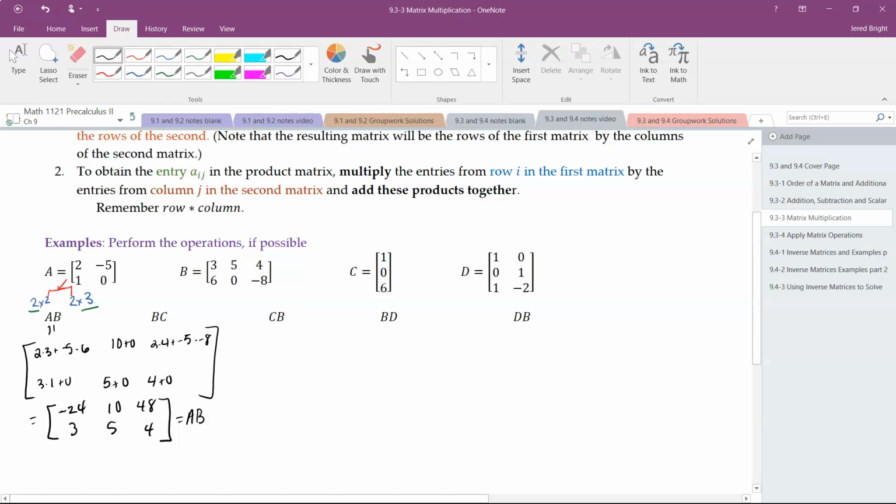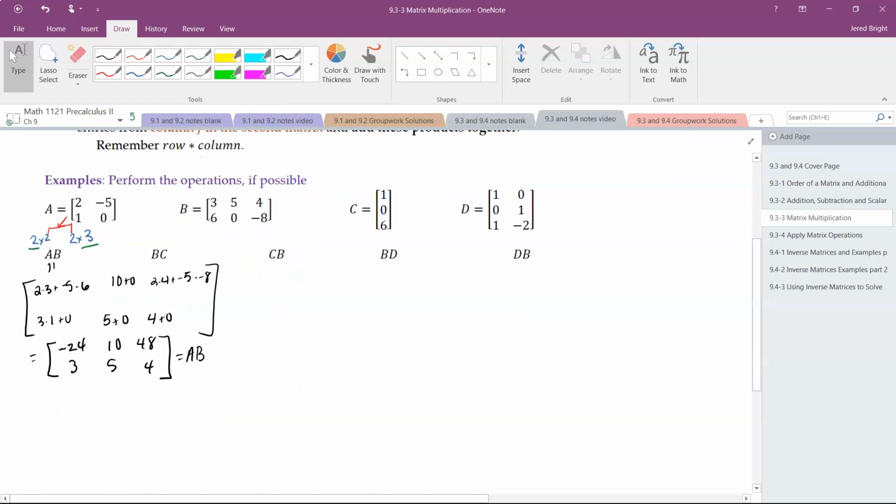My work is going to be a little off-center because I took up more room on AB than I anticipated. So BC. Now B is a 2 by 3, and C is a 3 by 1. If I look at the columns of the first and the rows of the second, they match, so I can do the matrix multiplication, and the result is going to be a 2 by 1.